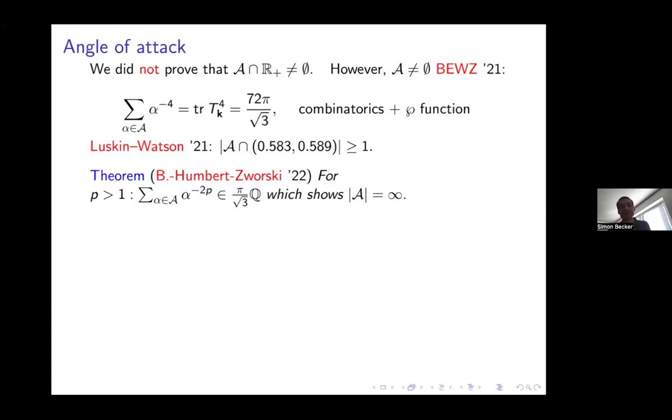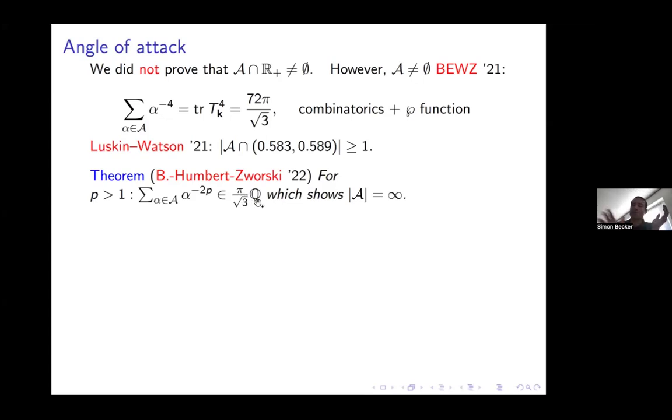Then we got some help from Twistronics, who is very smart and is now a PhD student. Here we computed the fourth power of the trace, but we were not immediately able to generalize this. With his help, we were able to show that if you compute the trace of tk to any power 2p, that trace is going to be pi over square root of 3 times some rational number. So all these traces of tk raised to some power 2p, where p has to be larger than 1 so that this is a trace class operator, are always of the form some fraction times pi over square root of 3.